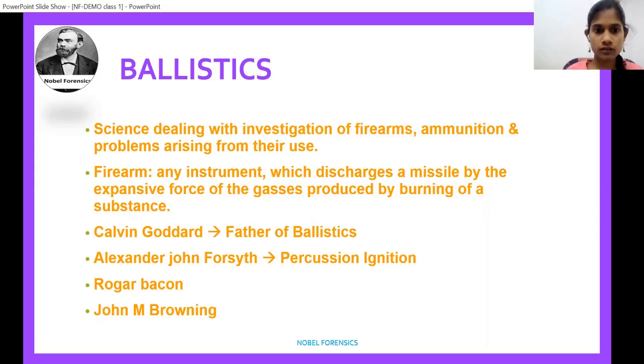Sorry, can you repeat the last two? Roger Bacon and John M. Browning. Roger Bacon used the composition of black powder in his writings. Then John M. Browning, he was the wizard of modern firearms. And these four are the important scientists in ballistics.